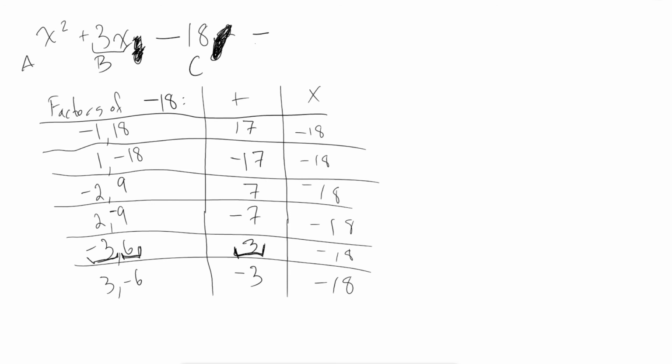Therefore, x squared plus 3x minus 18 factors into x minus 3, x plus 6. And that is the answer to example number 1.